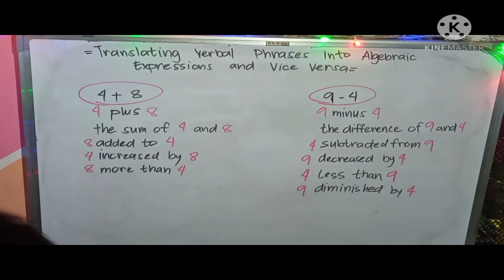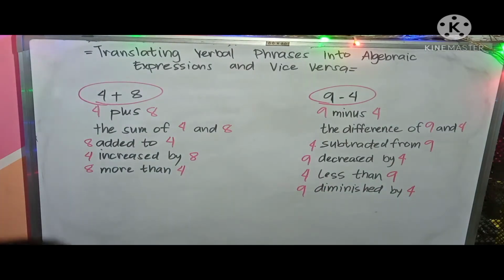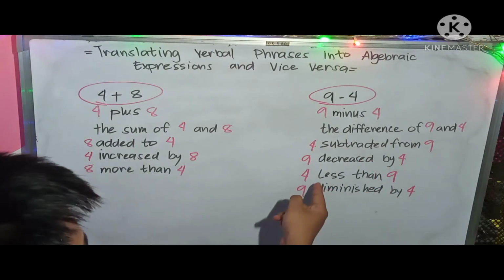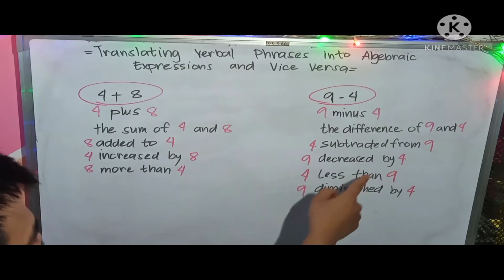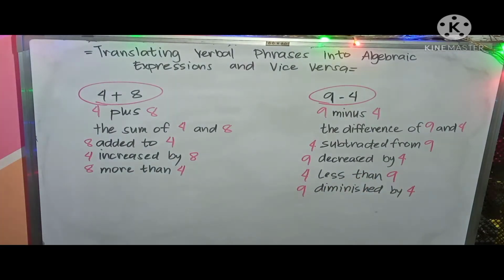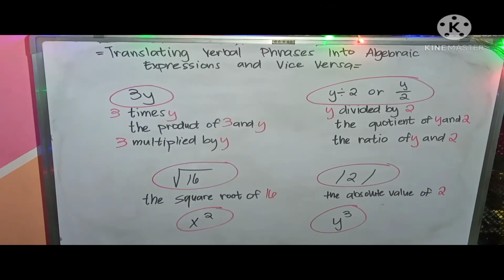4 less than 9, babaliktad siya ulit. Mauna naman yung 4 kaysa dun sa 9. And 9 binawasan ng 4 or 9 diminished by 4. So yung subtracted from and 4 less than 9, yung word na subtracted from and less than, dun lamang sila magbabaliktad. Ano po? So here are some algebraic expressions that we are going to translate pa into its verbal phrases.